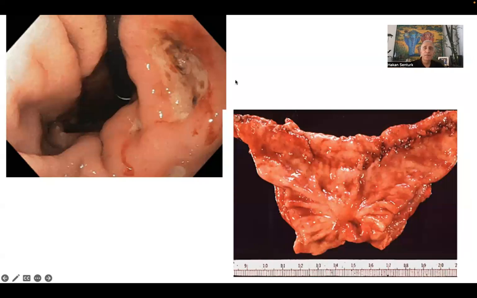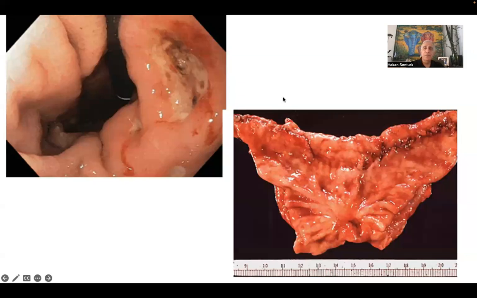And this is the demonstration of an ulcer in the stomach with gastroscopy, and the ulcer after gastric resection. You see that there is a fold convergence here, which is a characteristic sign of peptic ulcer disease. I guess that will be all for peptic ulcer disease and gastritis. In the next lecture, we are going to go on with reflux disease. Thank you.